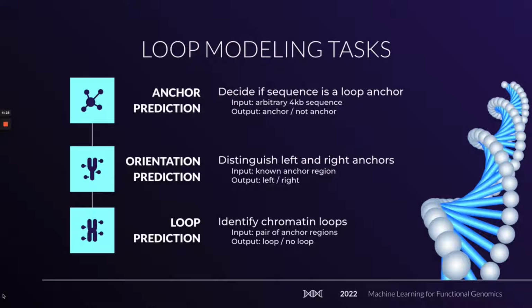In the second task, given a known anchor region, the model predicts if it's a right anchor or a left anchor. And the final task is to identify the chromatin loops, where we're given the pairs of identified anchor regions from the two prior tasks. However, we limit the scope of this research only to the first task, as we had incomplete data from the authors for the two other tasks.